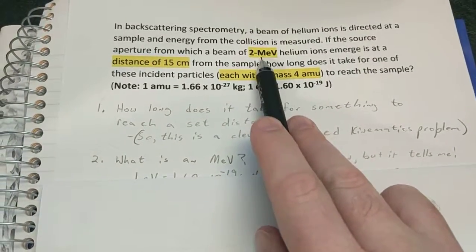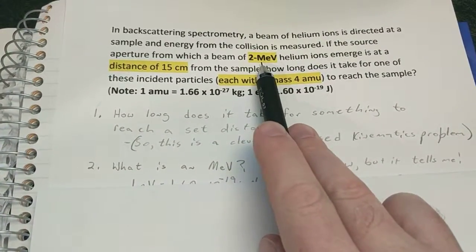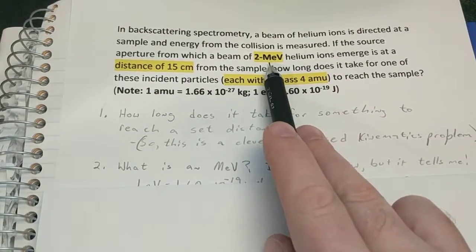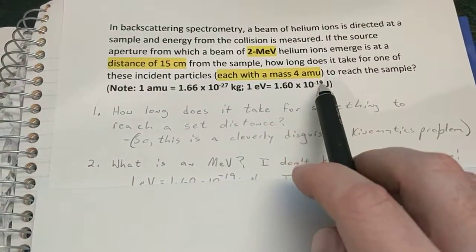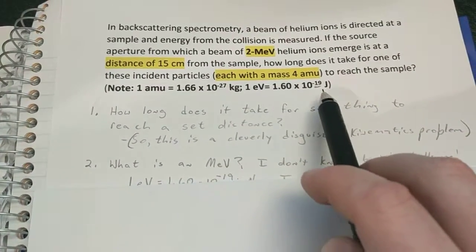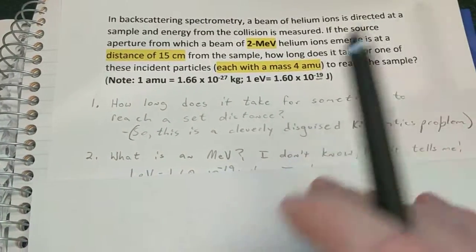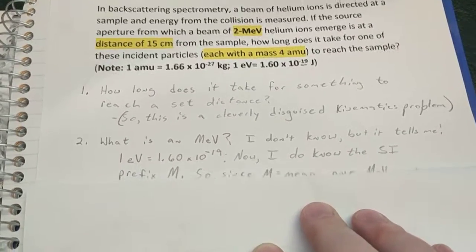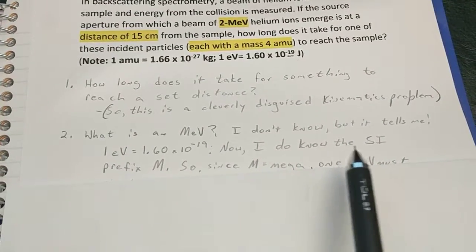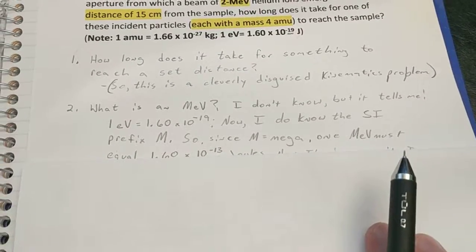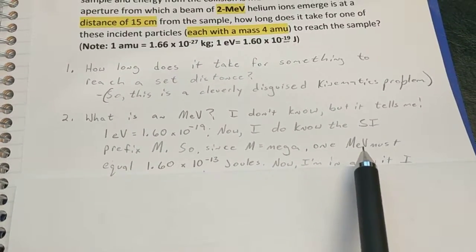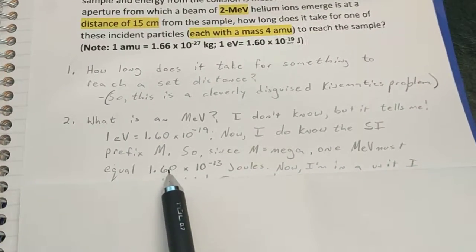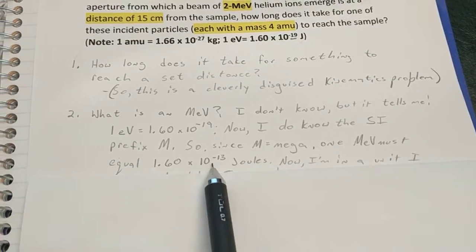Well, now this becomes just an SI prefix. So this is the mega prefix. I know what the mega prefix is. It means there's going to be a million of those. So I'm just going to have to alter my exponent by 6, and I'm going to get what an MeV is from an eV. So let's see here. I wrote it down here. I do know what the prefix is. So I can say that 1 mega electron volt must be equal to 1.6 times 10 to the negative 13.